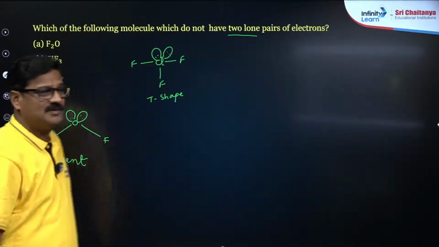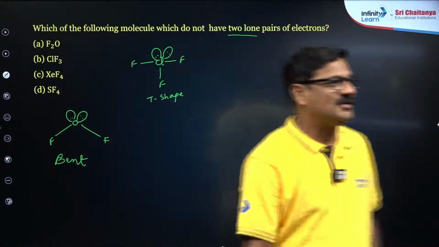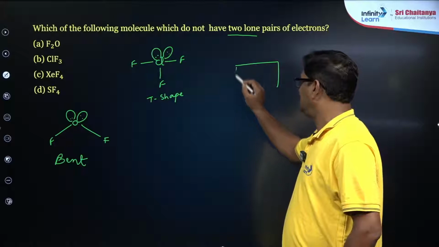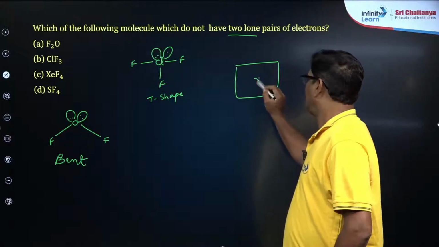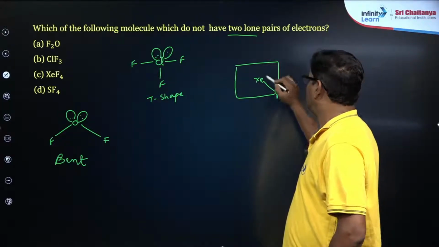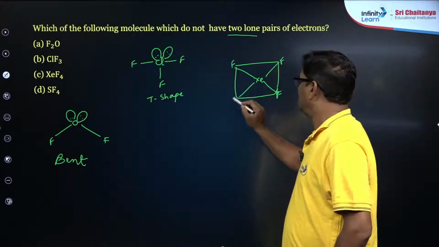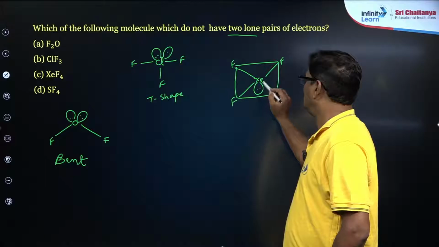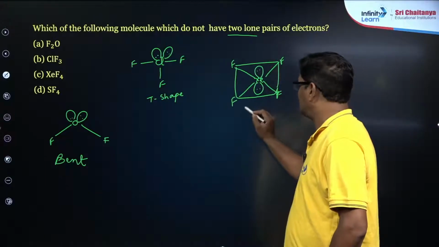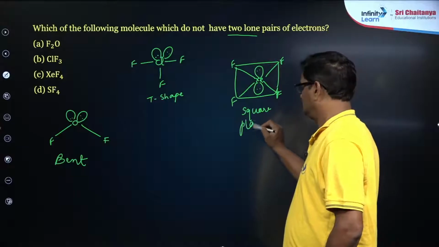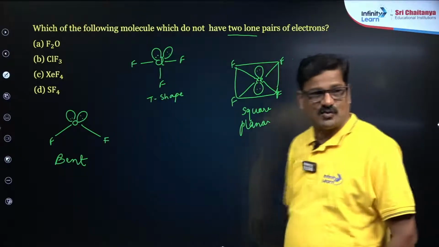You must practice every structure. And XeF4, it is Xe, and it is going to have fluorine, fluorine, fluorine and fluorine. There are two lone pairs, so it is a square planar. This is a square planar.